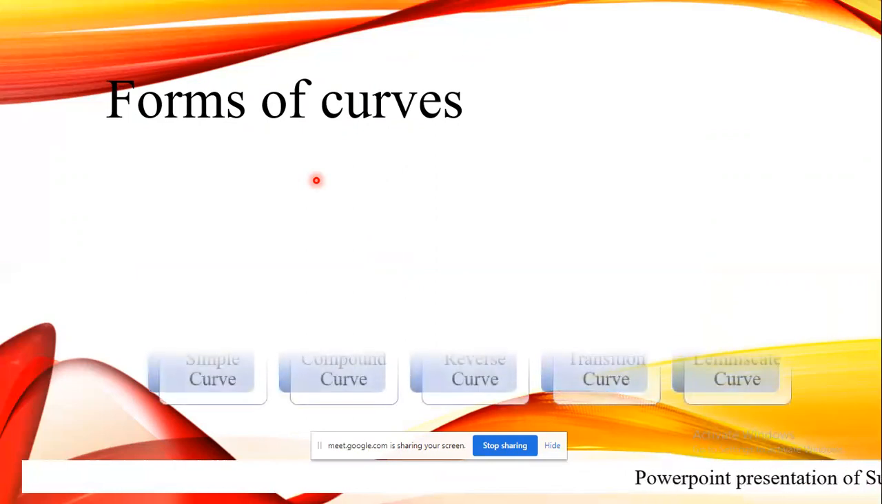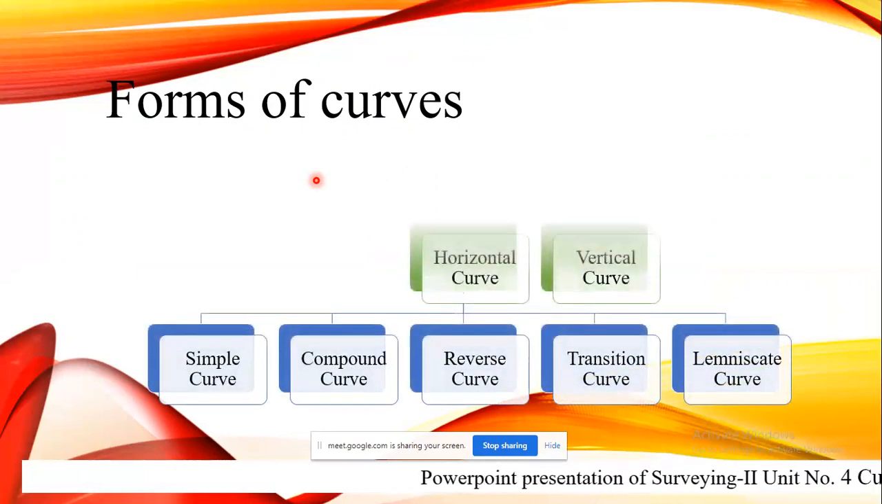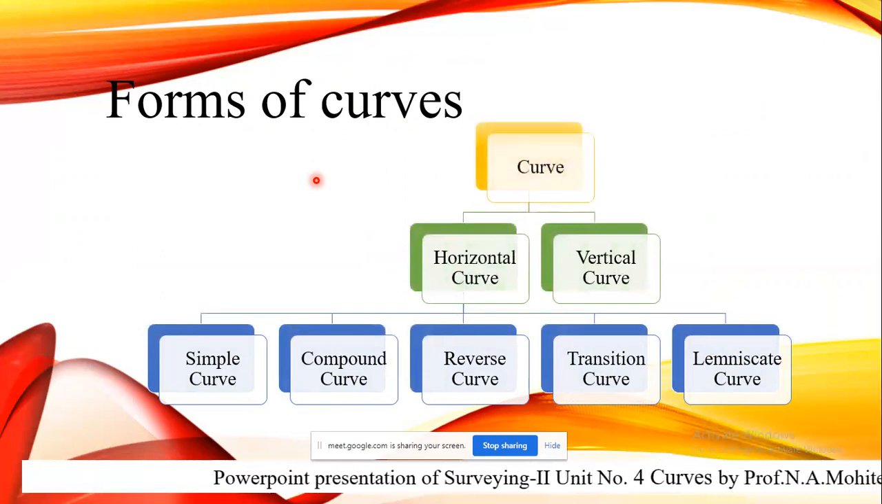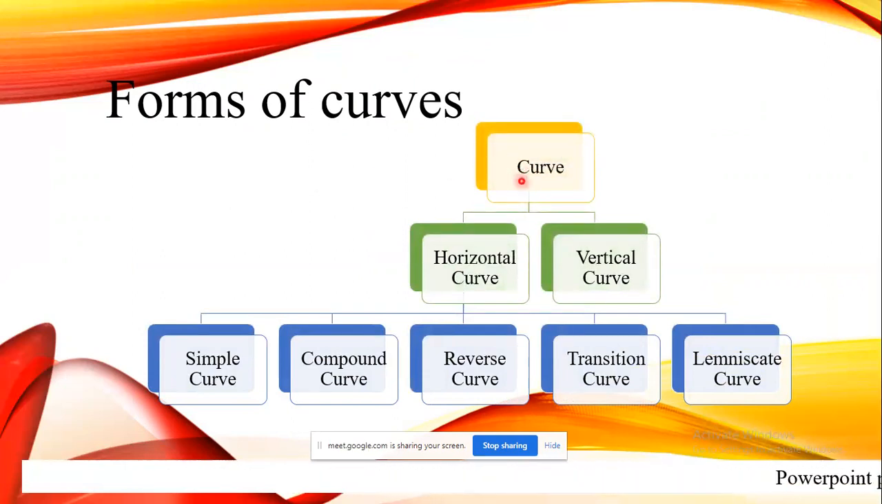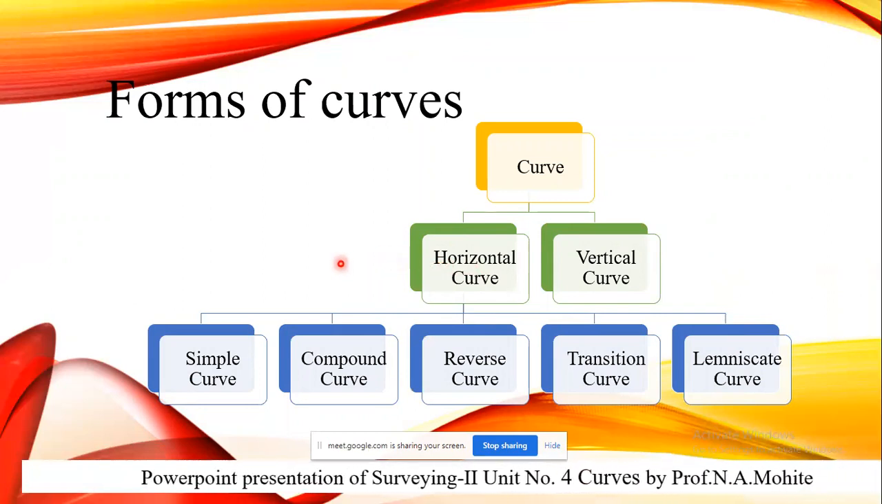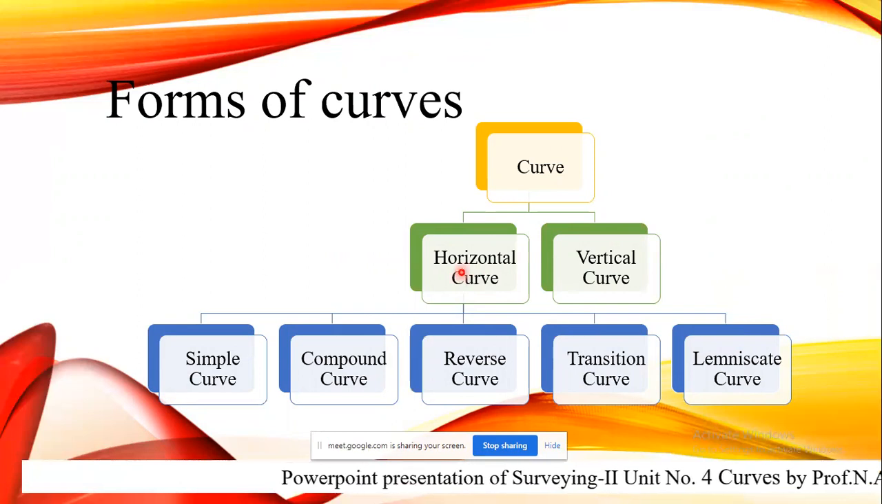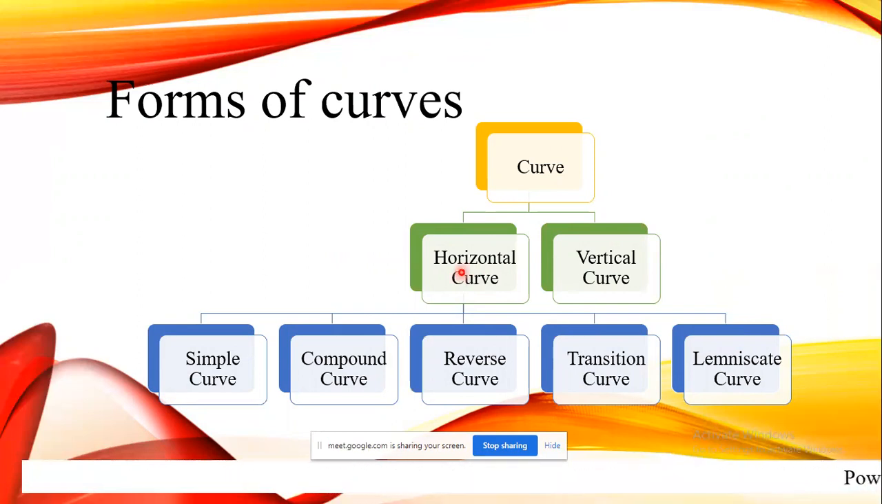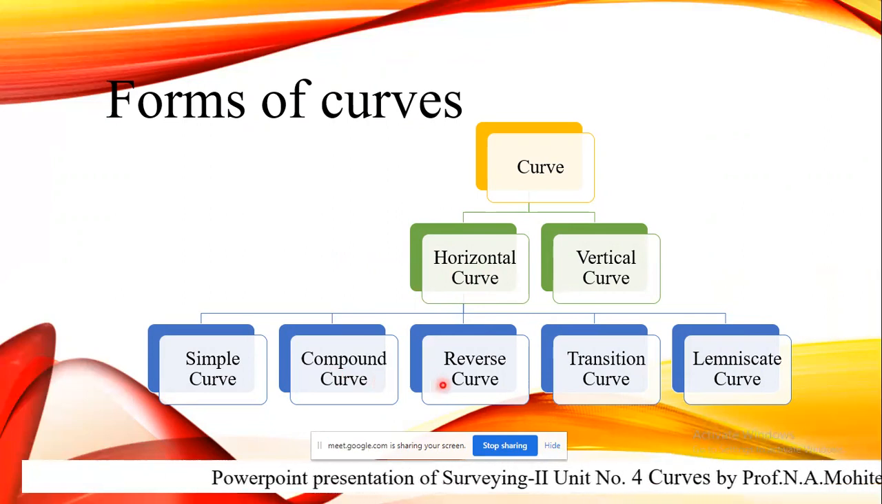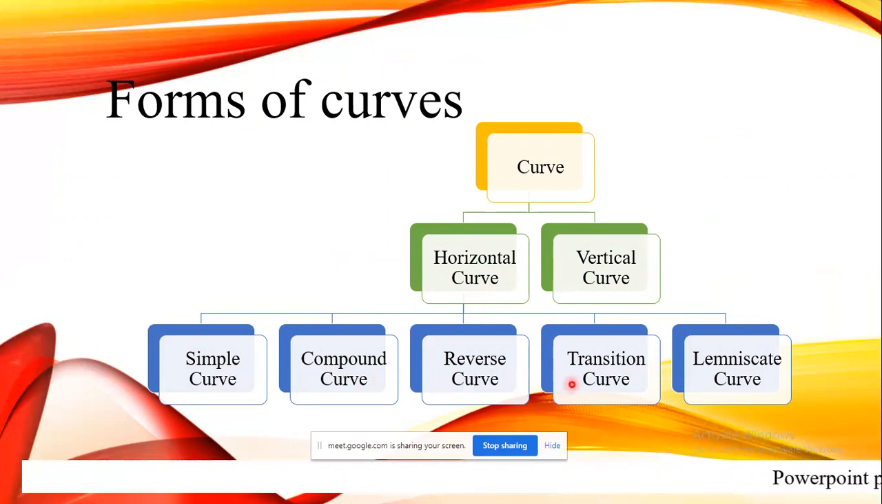There are various forms of horizontal curves also, that we are going to see one by one. As I told you, curves are divided into two parts. The first one is the horizontal curve, which deals with the horizontal plane, and the vertical curve deals with the vertical plane. The horizontal curve is further divided into subforms: first, the simple curve; second, the compound curve; third, the reverse curve; and fourth, the transition curve.